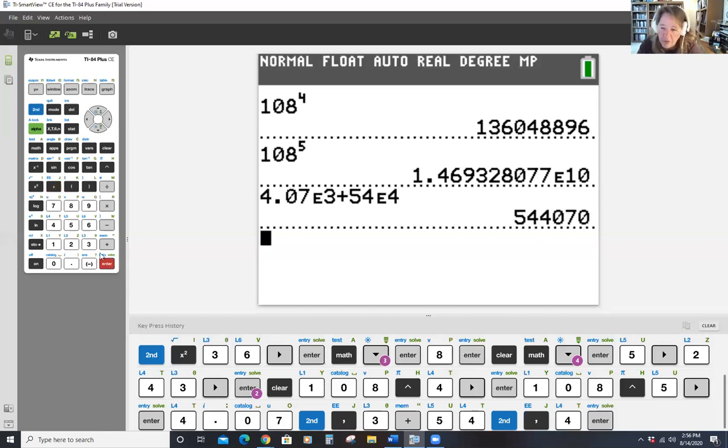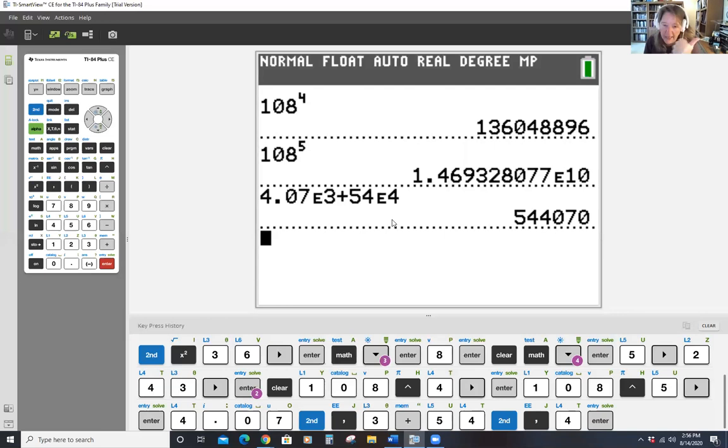So the answer is 544,070. And if you remember from your math, that's the same thing as 5.44070 times 10 to the 5th. Okay, so that's how you do those. Okay, and I think that's about it.